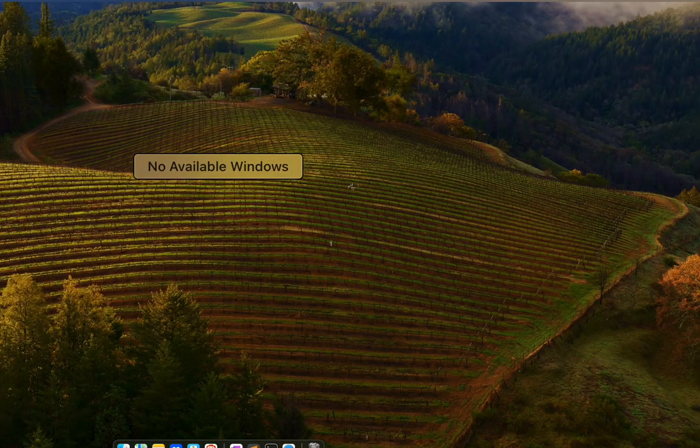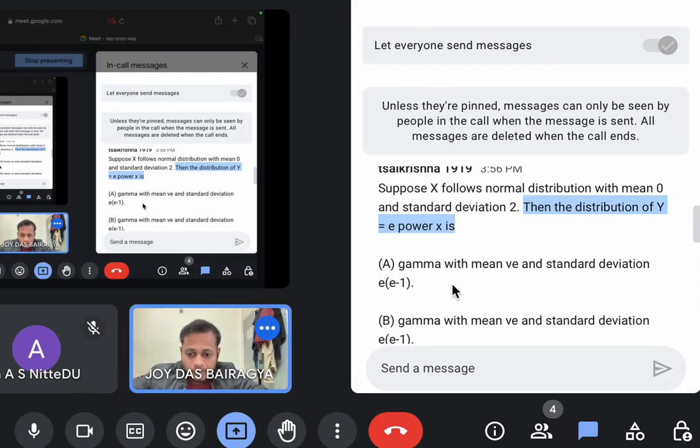Krishna, I have to think about it. I don't know the solution exactly at this moment, so I have to think about it.